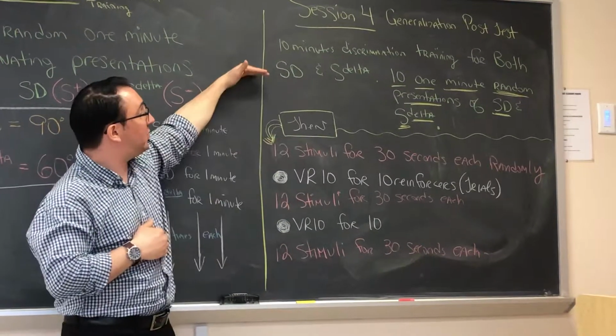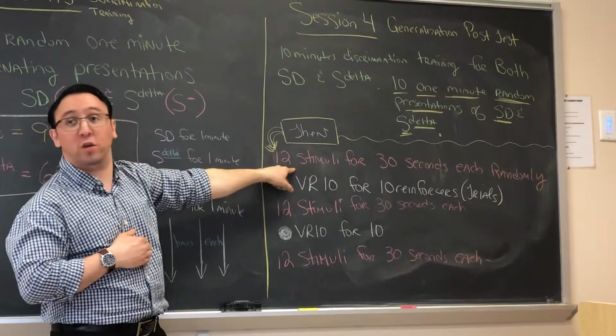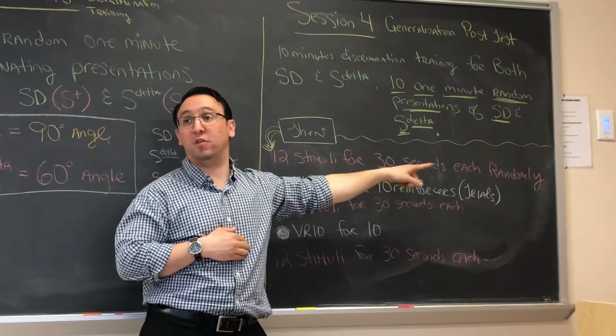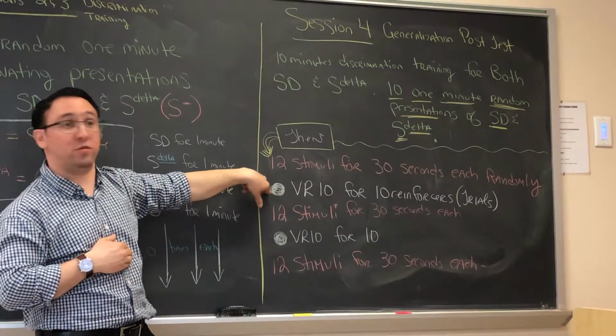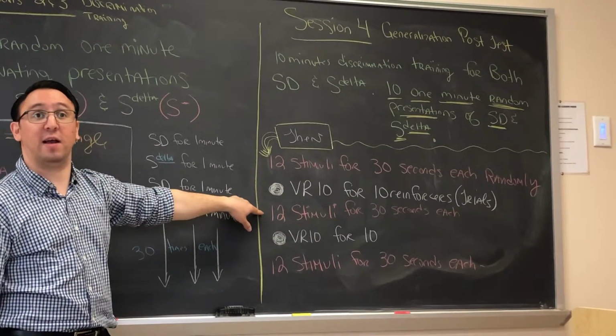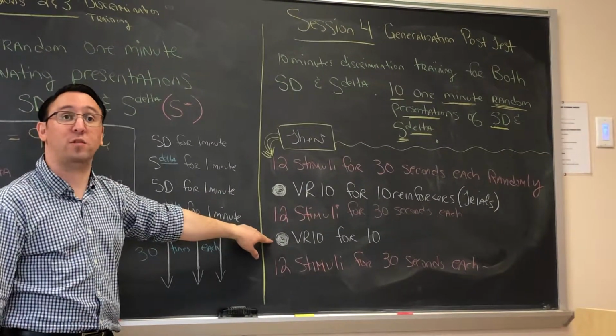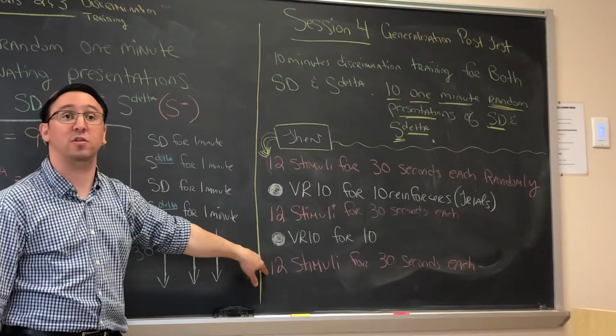After this is complete, then we show the 12 stimuli for 30 seconds each randomly. Then the VR10 for 10 reinforcers. Then the 12 stimuli for 30 seconds each. Then the VR10 for 10 reinforcers. Then the 12 stimuli 30 seconds each.